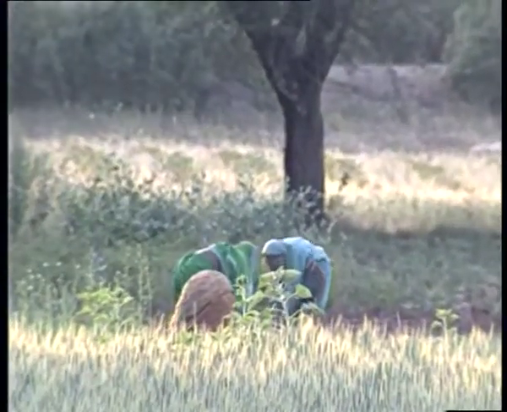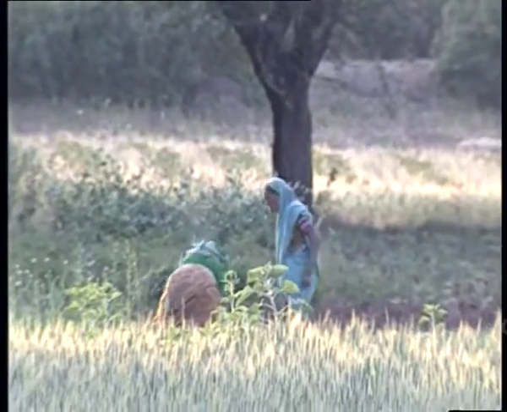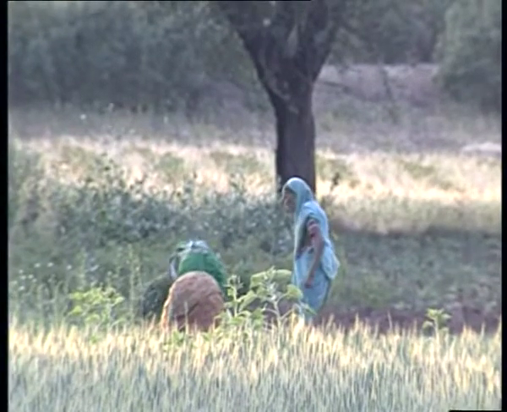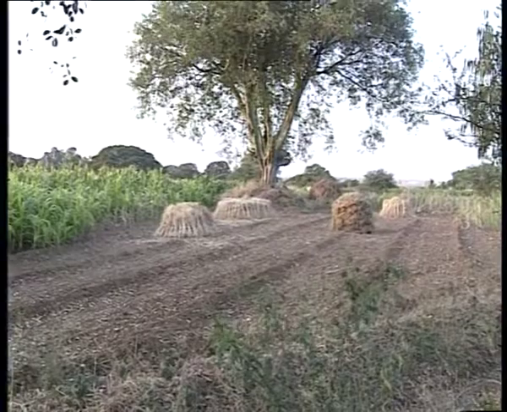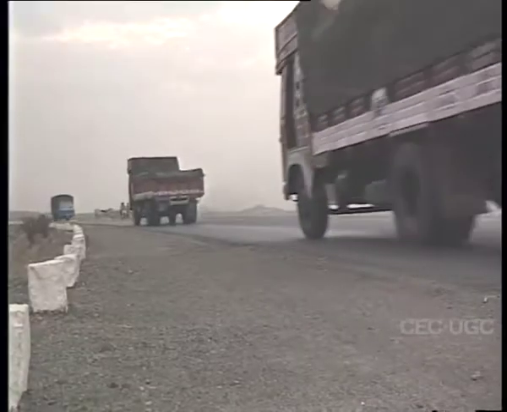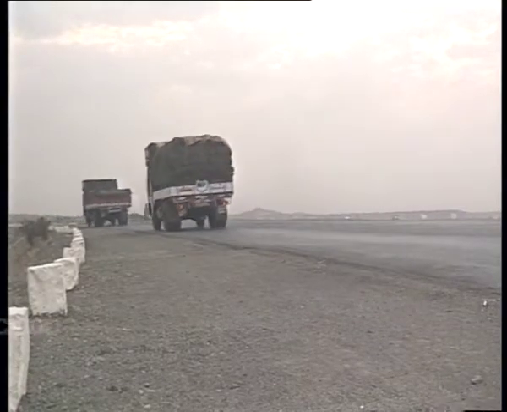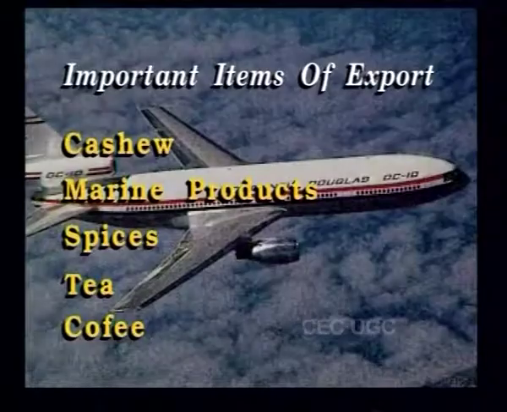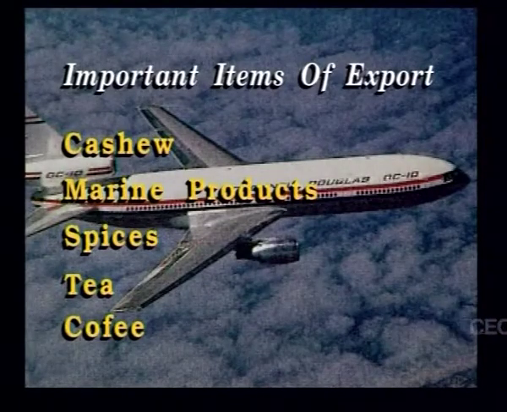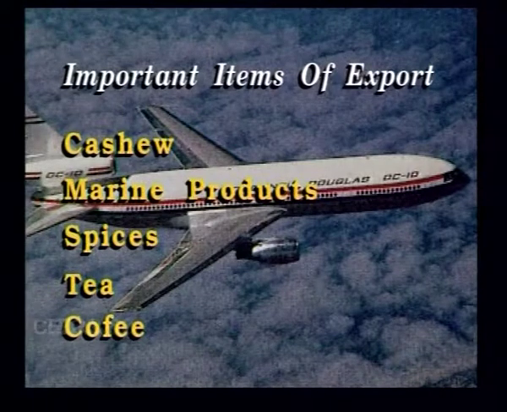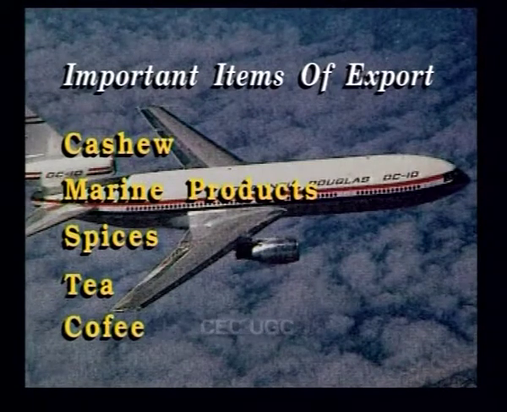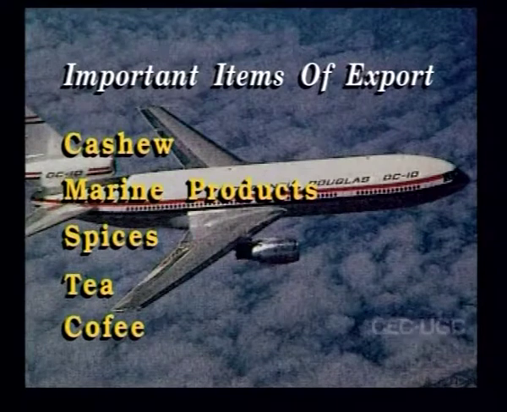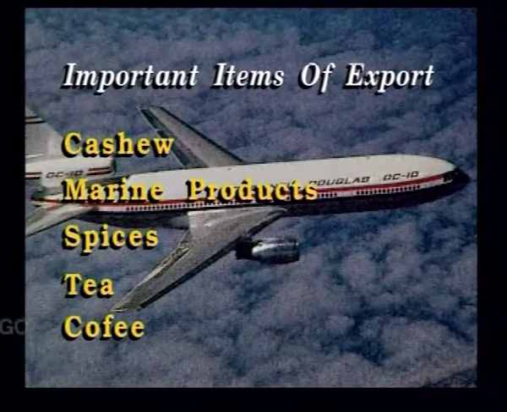Agriculture occupies the key position in the Indian economy. Nearly 65 to 70% of the population depends on agriculture. The share of agriculture in GDP is about 38 to 40%, and it contributes to total exports from India to the extent of 18 to 20%. The important items of export are cashew, marine products, spices, tea, coffee, some cereals, particularly rice, and oilseeds.